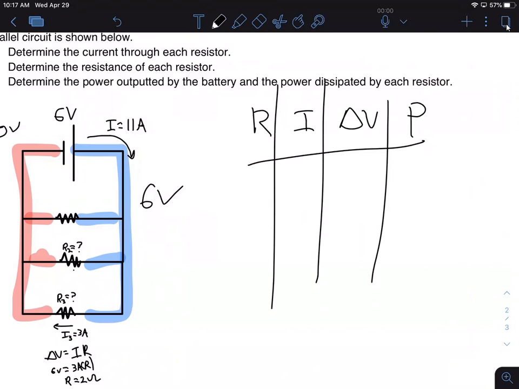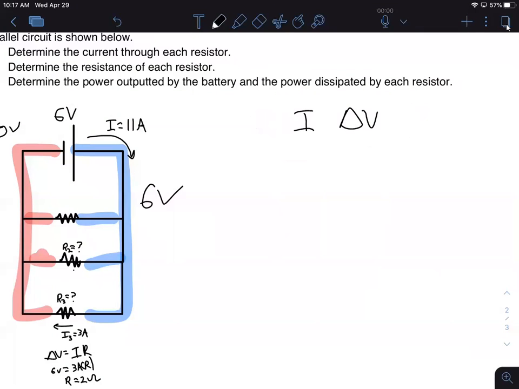Oops, this was R1. Was this one labeled already? Uh-oh, I erased the... back up until we see what was there originally. Okay, yeah. I did know the resistance. Ri delta V P.